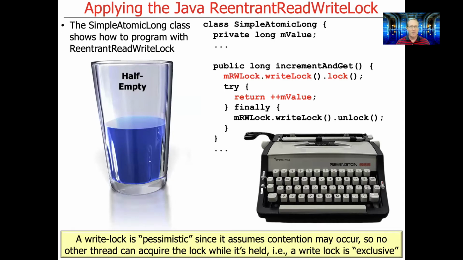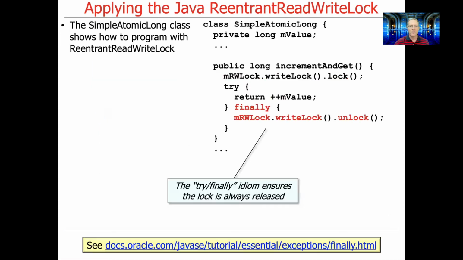Note that this particular implementation is so-called pessimistic, since it assumes contention will occur. Therefore, no other thread can acquire the lock while the write lock holds the lock. Any other writers will be queued, any other readers will be queued. So that means that a write lock is a so-called exclusive lock. It's a pessimistic lock.